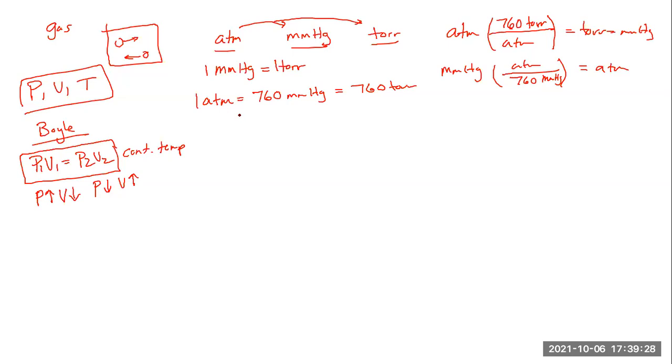We also talked about Charles' law, which is V1 over T1 is equal to V2 over T2. This is at constant pressure. Now, in this situation, volume can be any unit you like, but temperature, as we talked about on both sides here, does need to be in Kelvin.